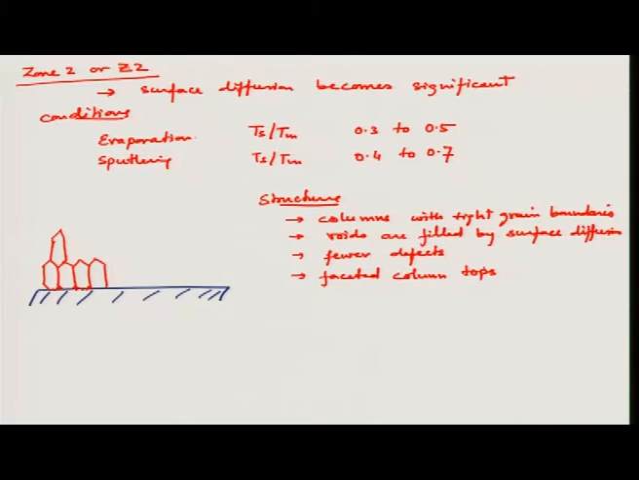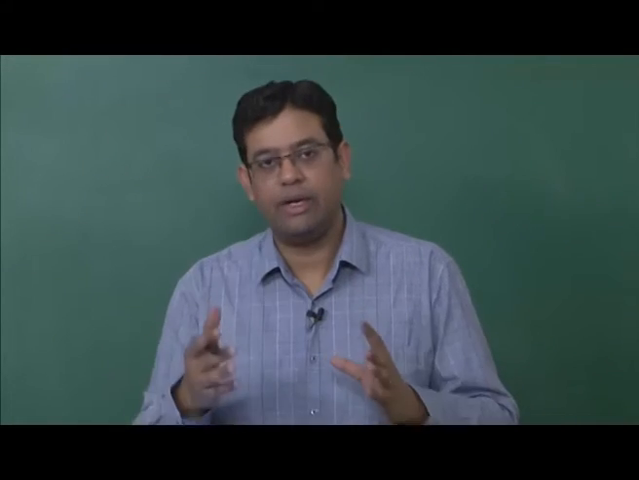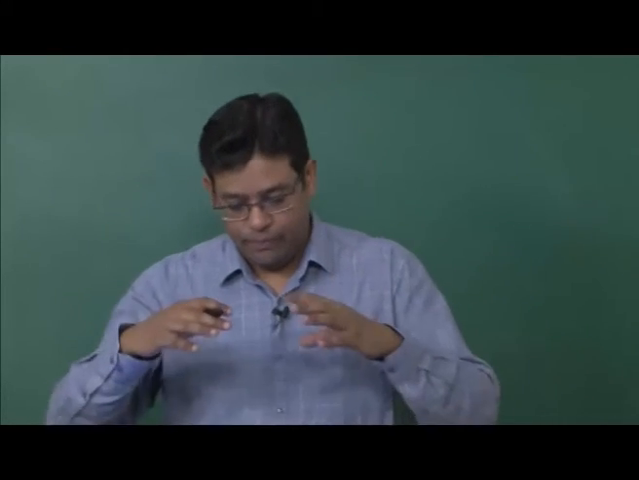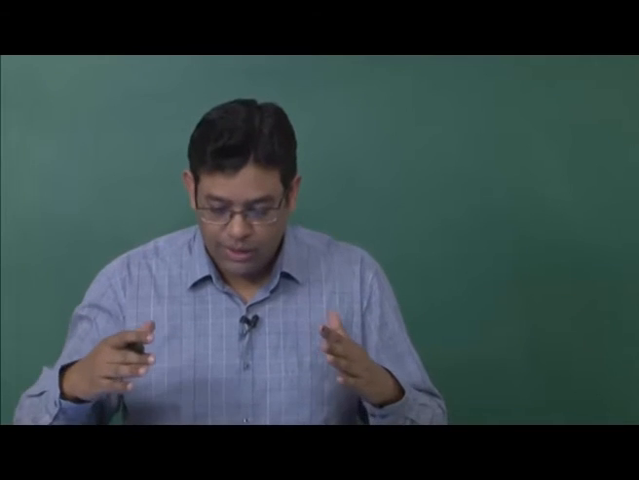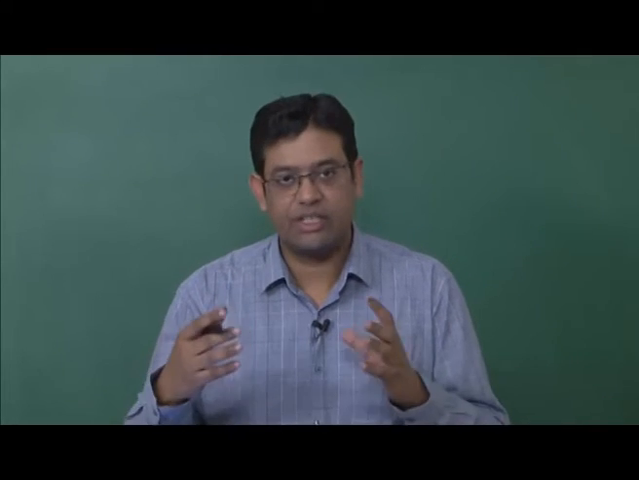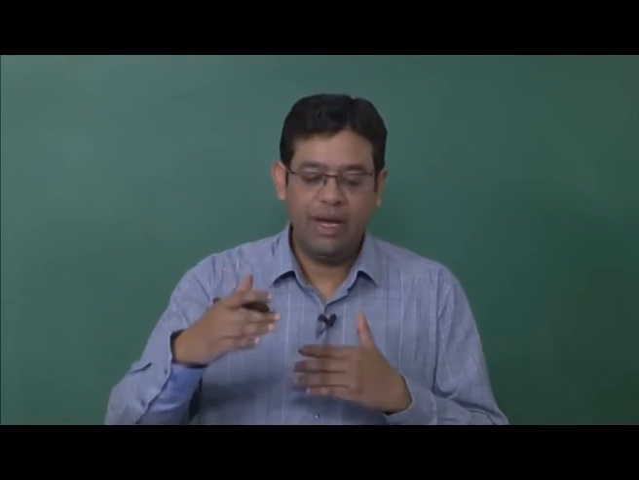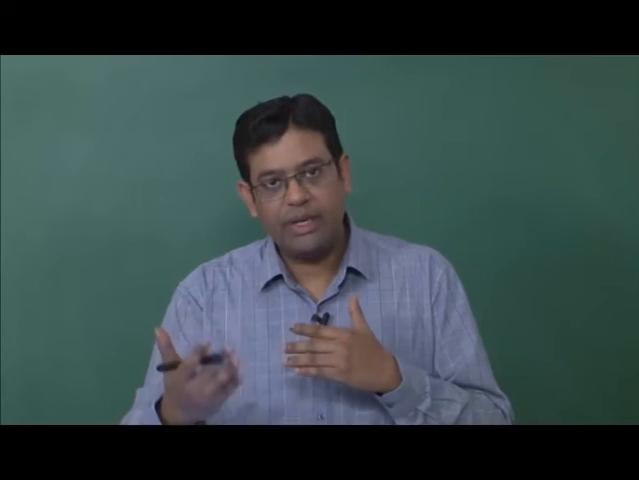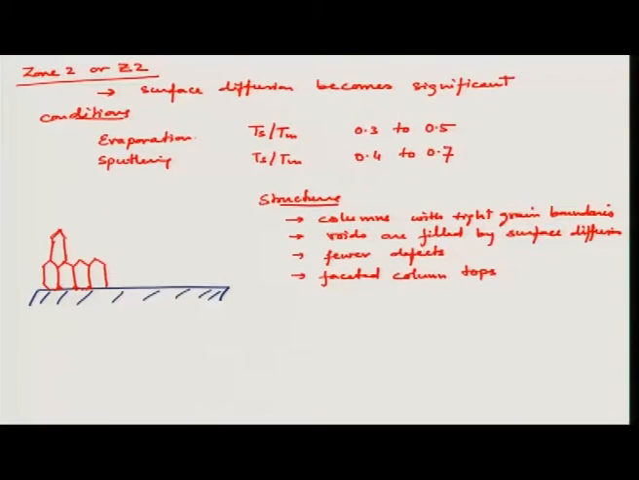So, the column tops are no longer rounded, because any material will try to adapt to a certain kind of grain structure. In any polycrystalline material, certain directions of any crystal would be low energy planes. So, the material will try to have those low energy planes exposed, not the high energy planes, and that is why it gets more faceted column tops.